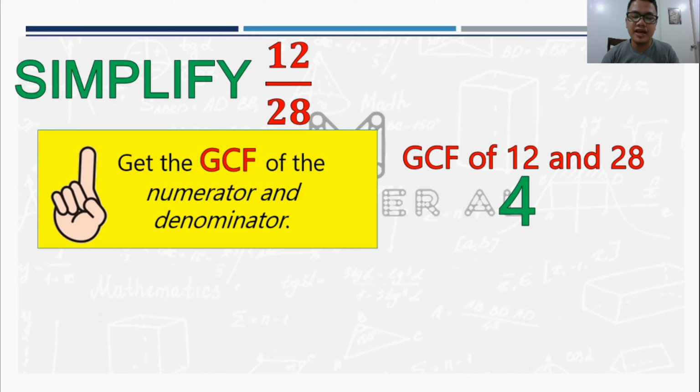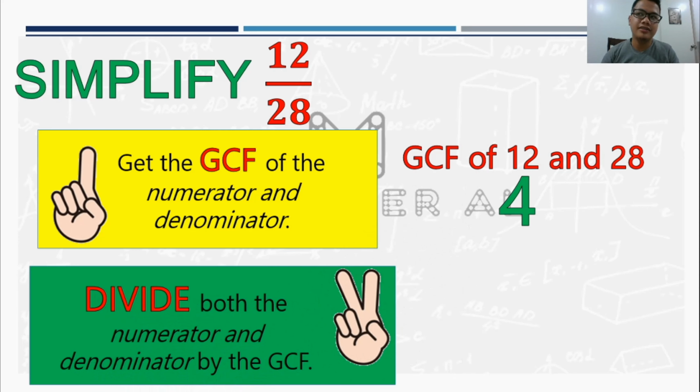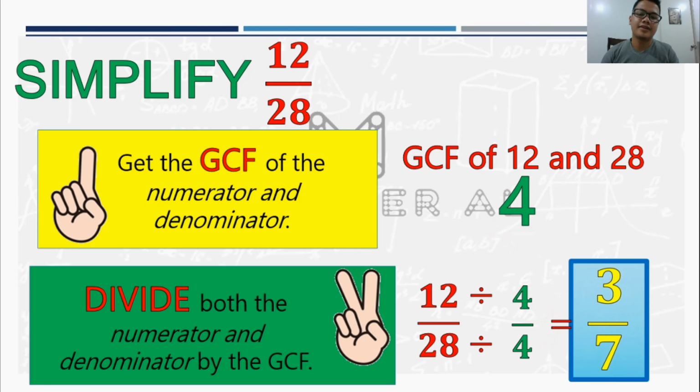So we will be using that to do the second step and simplify the fraction. We divide both the numerator and denominator by the GCF, which is 4. So 12 by 4 will give us 3, and 28 by 4 will give us 7. I hope you get all of that. If you still don't get it, just rewind the video, just go back to a certain part that you don't understand.